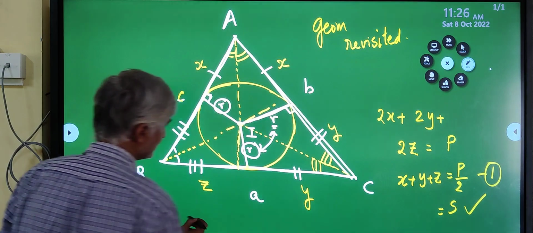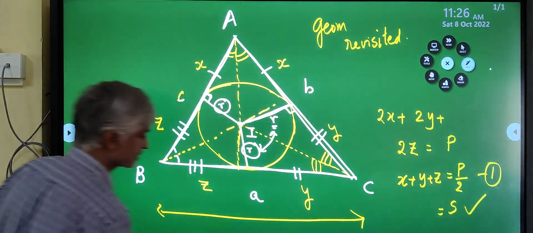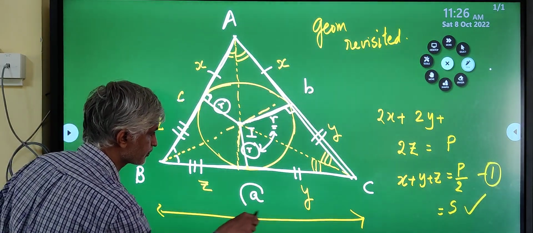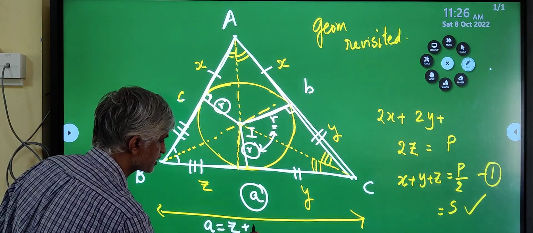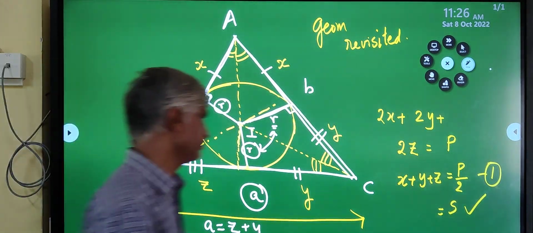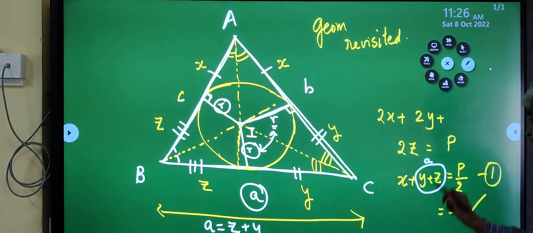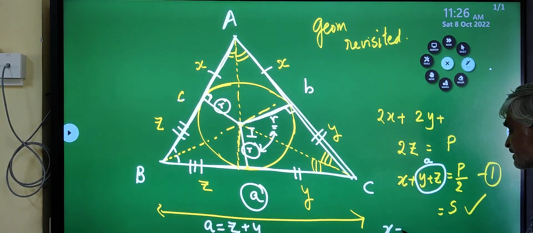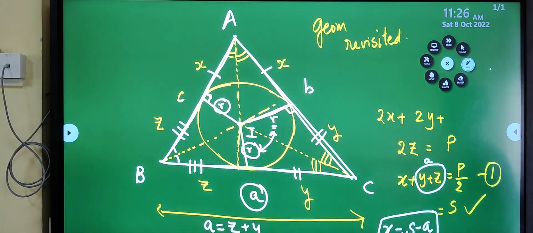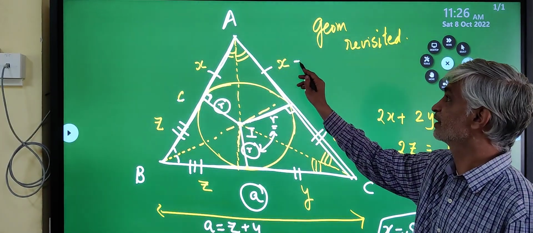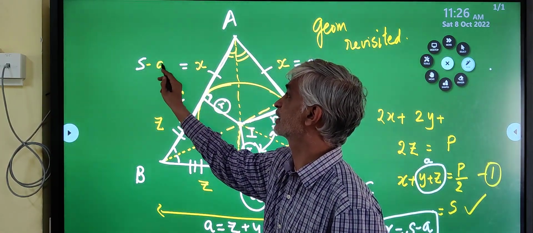Now we make one neat observation here, which is that this side is actually equal to a, and you can see from here that a is equal to y plus z. Now, if you substitute this here, y plus z as a, you immediately get that x is equal to s minus a, and this is indeed extremely nice and neat. So let us write this down immediately here. x is equal to s minus a.